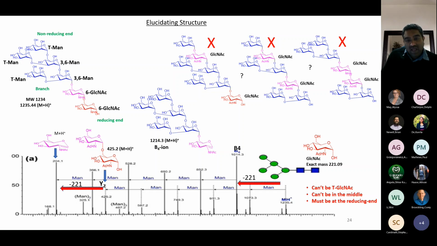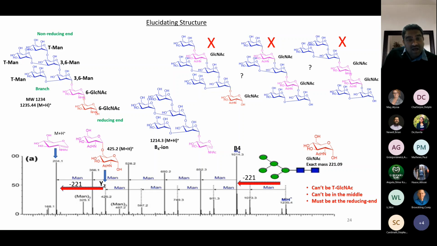Now we know GlcNAc cannot be a terminal sugar. It cannot be a non-reducing end sugar. It cannot be in the middle because the entire molecule is intact; in the middle, you would have to break into two parts at least. So it must be at the reducing end. As soon as we put that at the reducing end, we eliminate these two structures. These are not possible. Now this one is still there.